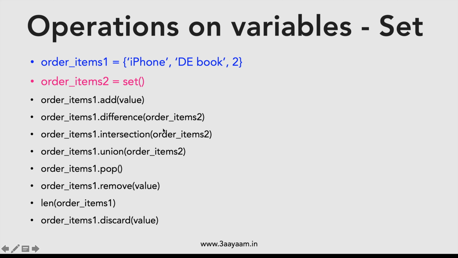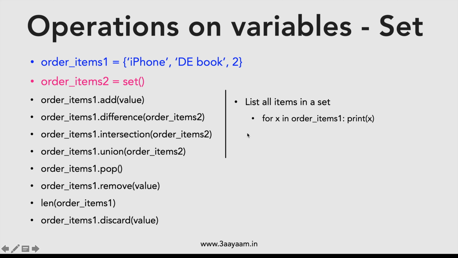We can get the difference between two sets. We can get the intersection between two sets. Intersection is what is common, difference is what is not common. Then you can also union two sets. And order_items.pop function is used to remove an item from a set. Then remove is basically removing the entire value. Length is to get the value, and same is the case with discard.